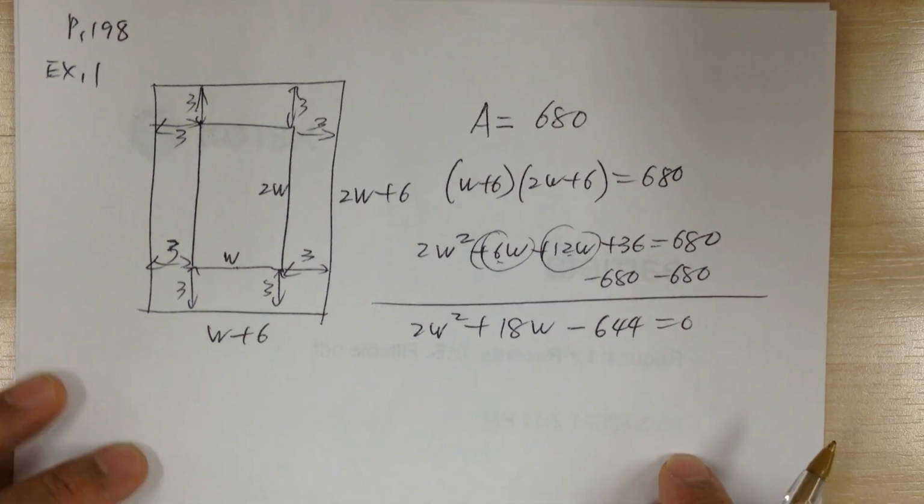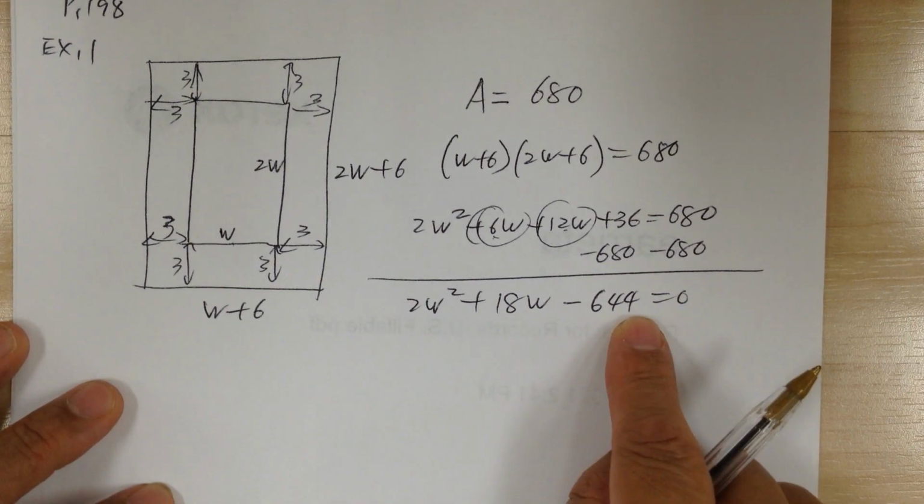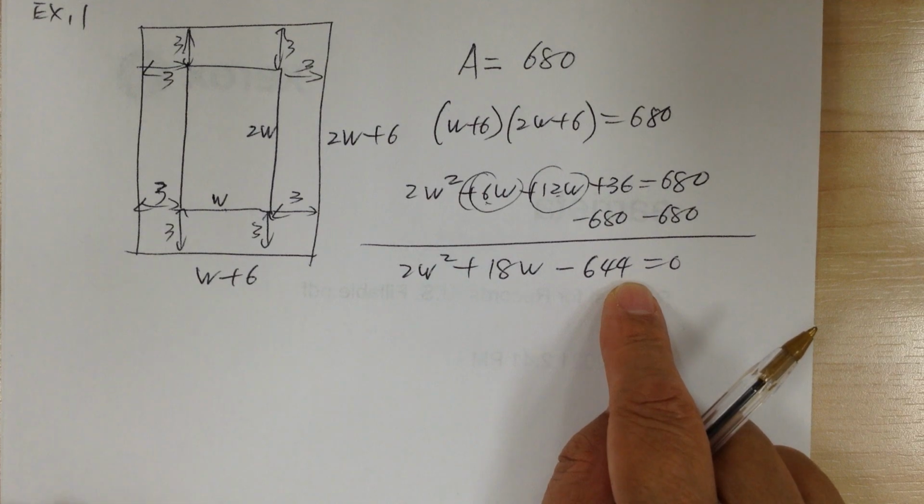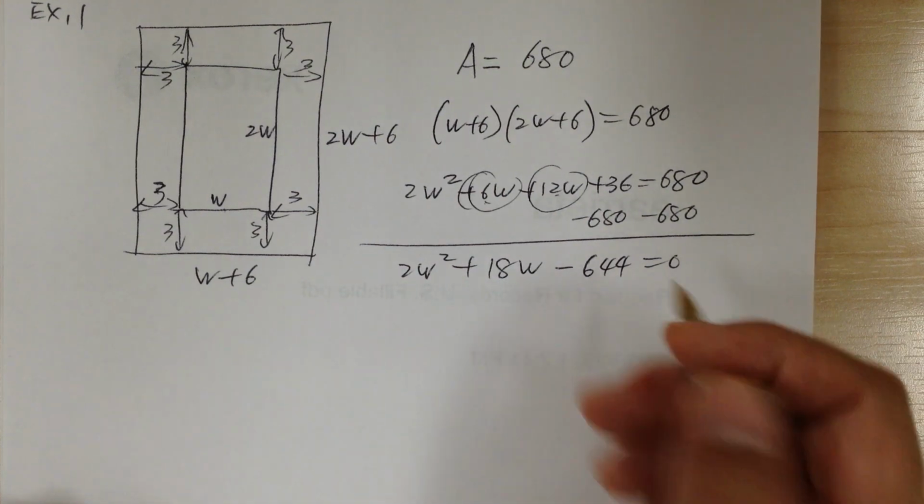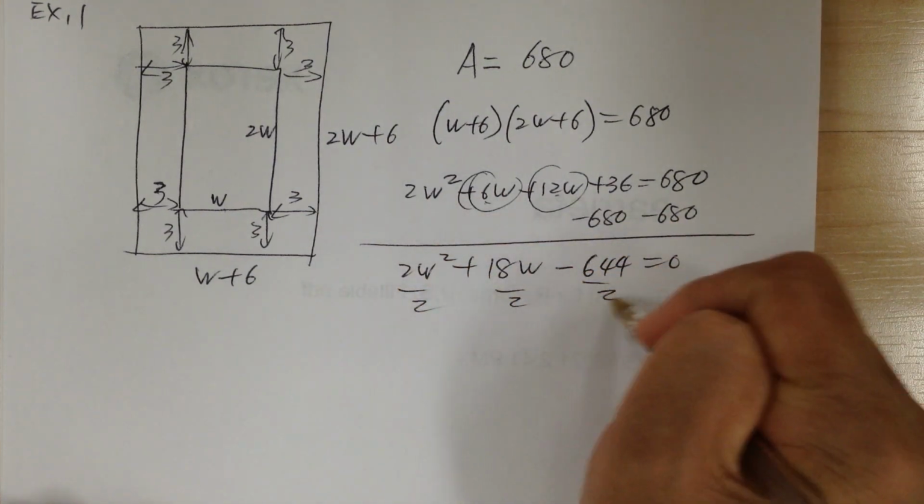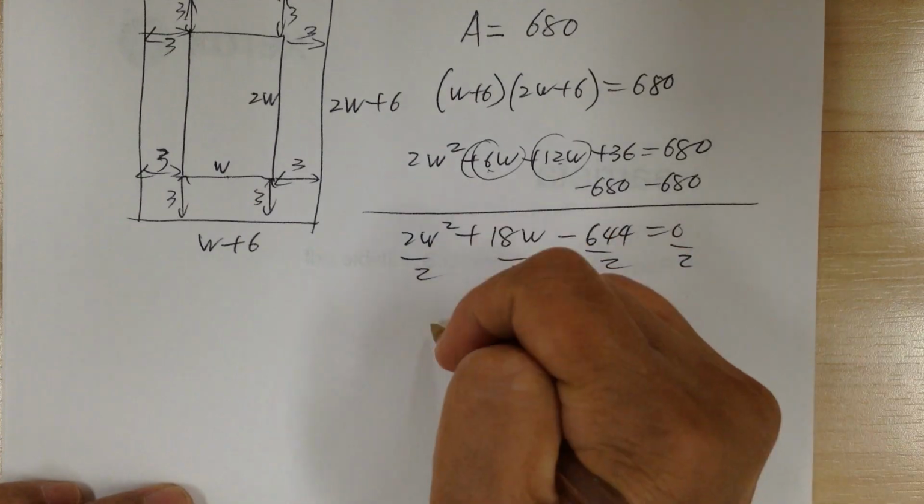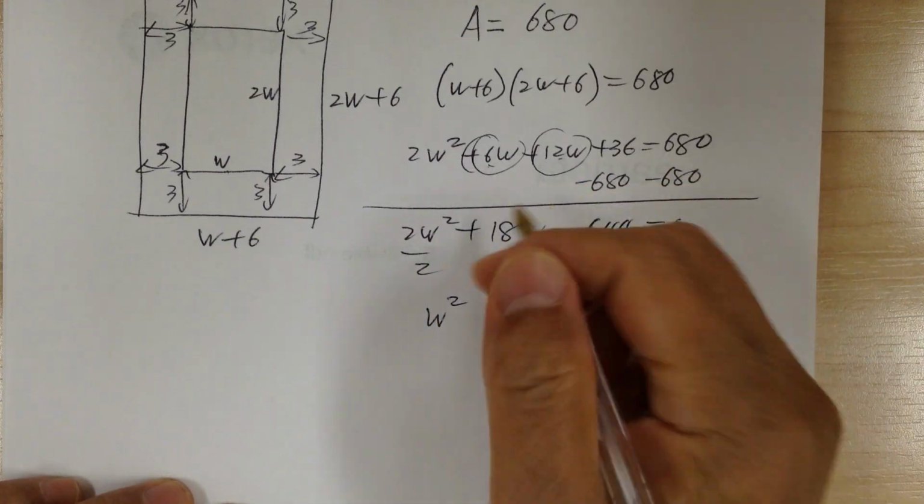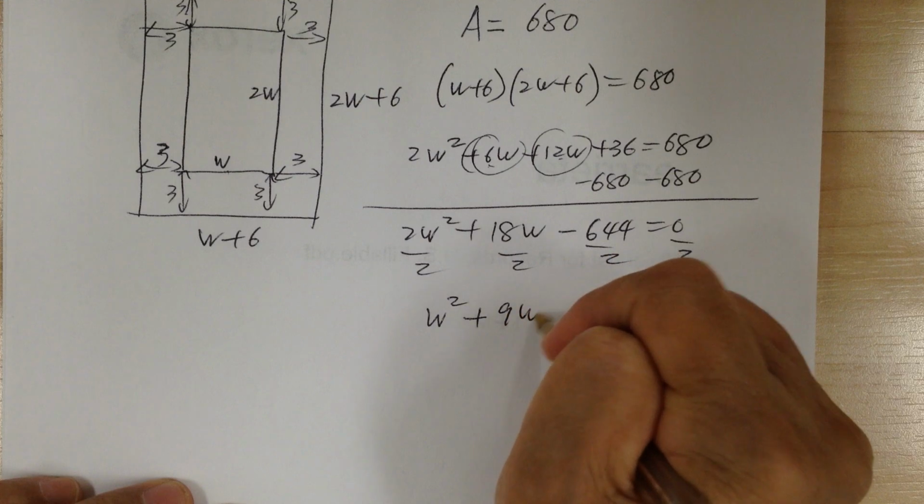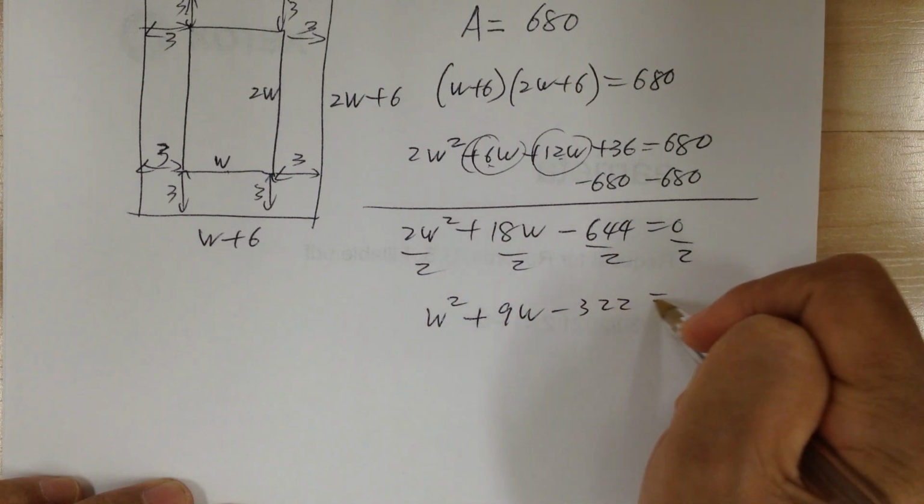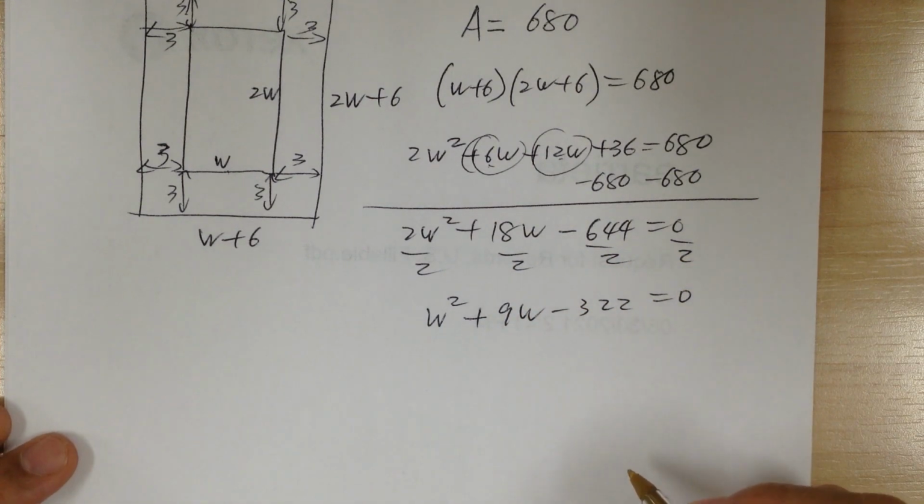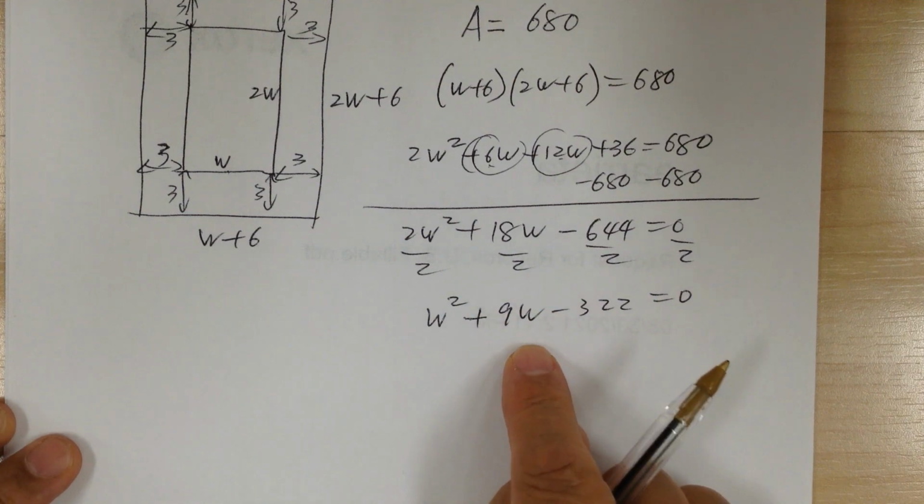Next, notice all these are multiples of 2. The nice thing about an equation is that I can divide everything by 2. So divide every term by 2, including the 0. So I get W squared. When you lower the numbers, it's easier to factor. Now we're ready to factor this.